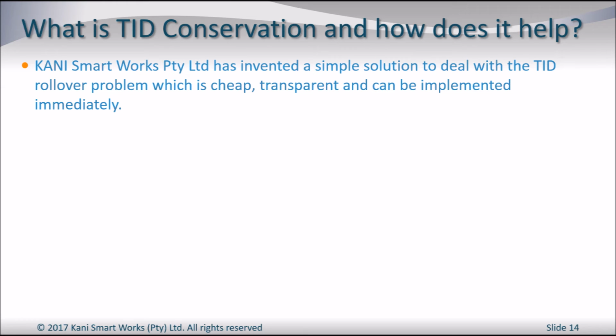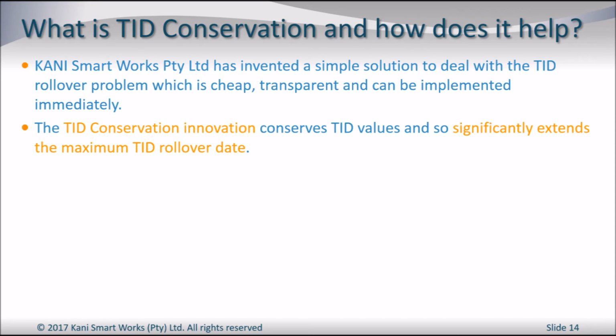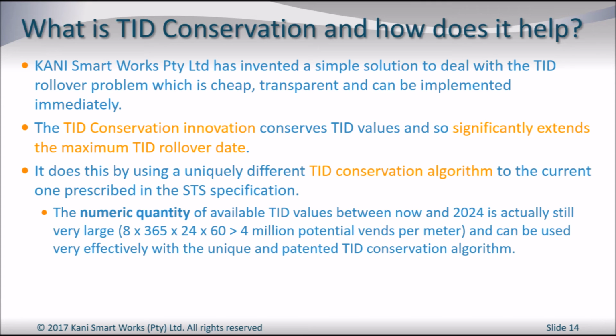The good news is that Carney SmartWorks has invented a simple solution to deal with the TID rollover problem, which is cheap, transparent, and can be implemented immediately. This, of course, is the TID conservation innovation, which conserves TID values and so significantly extends the maximum TID rollover date. It does this by a uniquely different TID conservation algorithm to the current one prescribed in the STS specification.